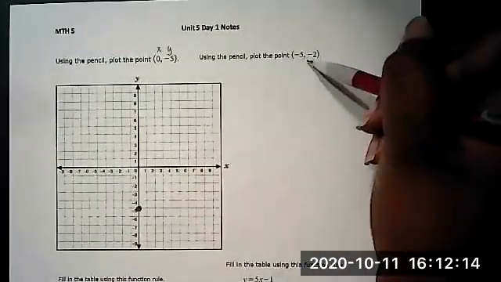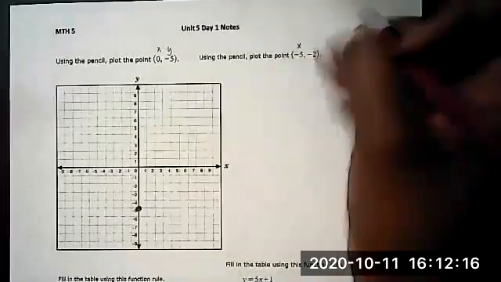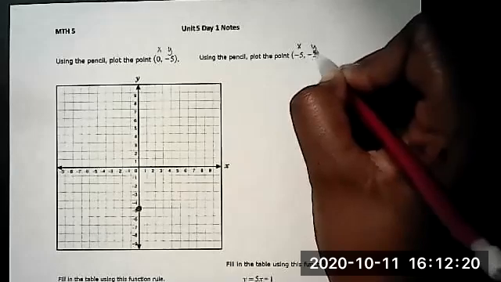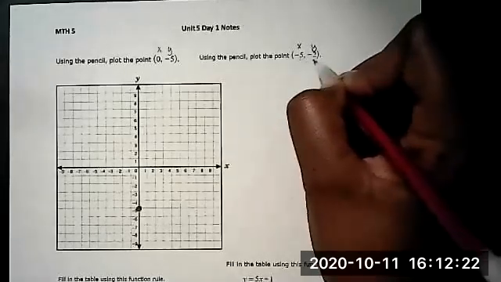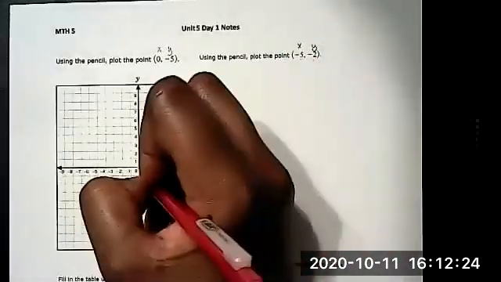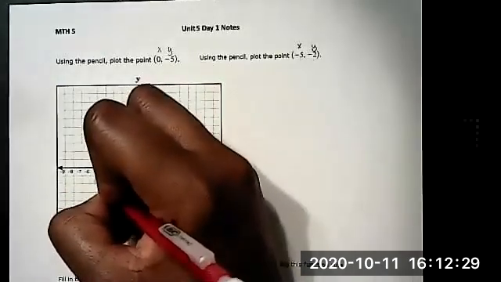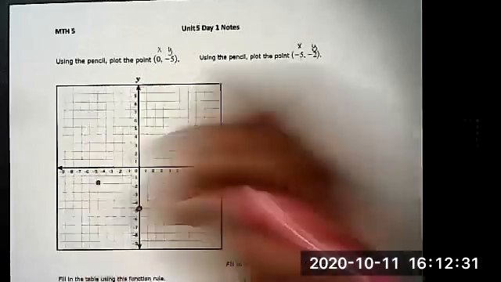Same thing here, use the pencil. Your x value goes left and right. This y value goes up and down. I'm going to go left 5 and down 2. So 1, 2, 3, 4, 5 left, down 2. That is my second point there, okay?